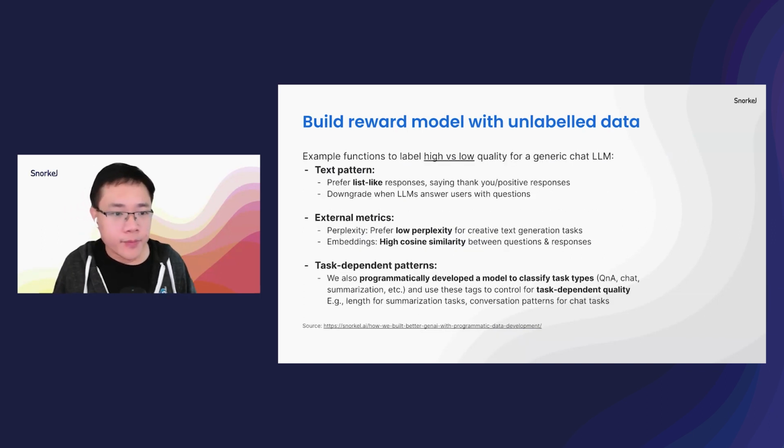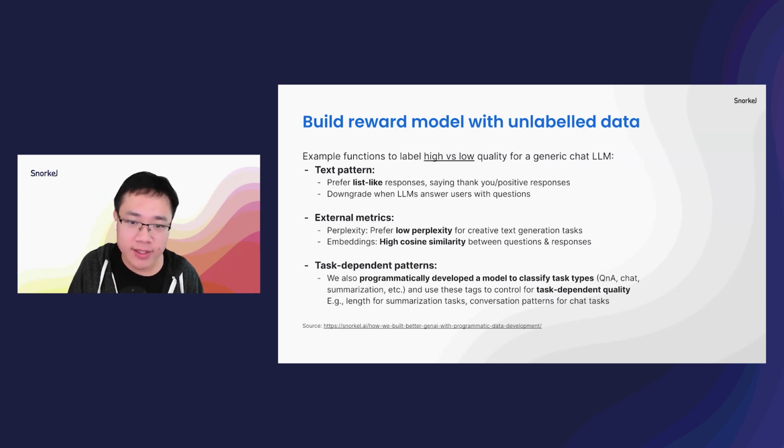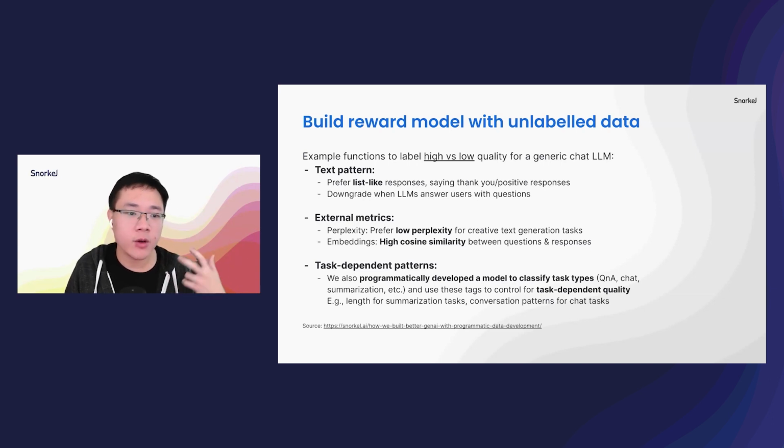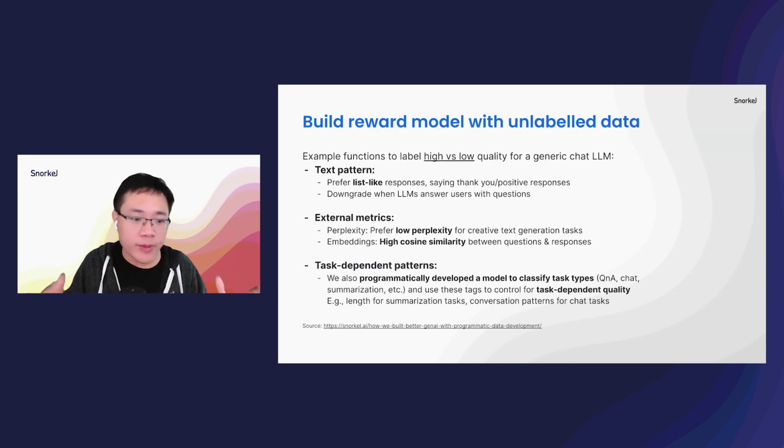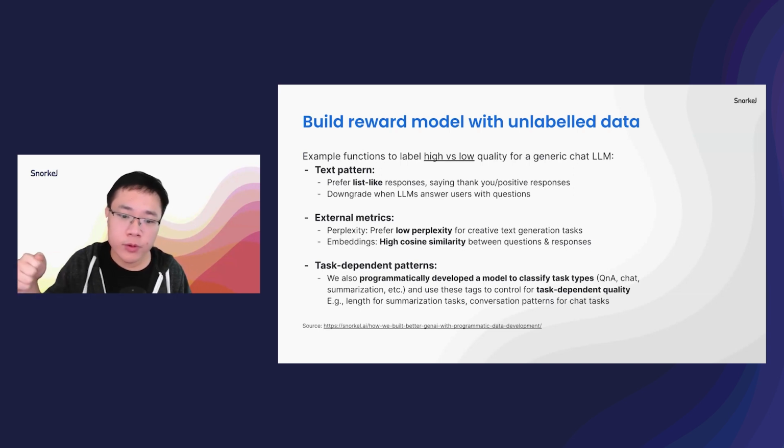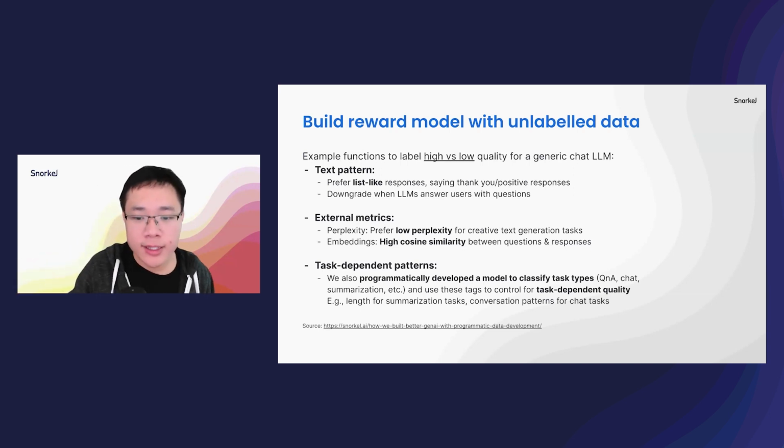Here are some example functions that we use to classify whether a response is high or low quality. Text patterns: we prefer list-like responses and prefer saying thank you. We downgrade language models that answer with questions. We also use metrics as mentioned above, like low perplexity, or high cosine similarity between your question and response, so your question and your response need to be very similar. Also, because the tasks are very diverse, we also create a model, also programmatically, to classify task type.